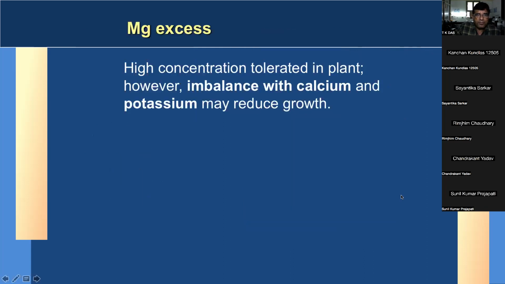Now, what will happen if you have magnesium excess? High concentration is tolerated in plants; however, imbalance with calcium and potassium may reduce the growth. Higher concentration will not give any toxic symptoms, but there may be imbalance with calcium and potassium, because in that case more magnesium uptake means reduced uptake of calcium and potassium. Therefore, the role which was being played by calcium and potassium will be affected. Indirectly, excess magnesium can affect the growth of the plant.